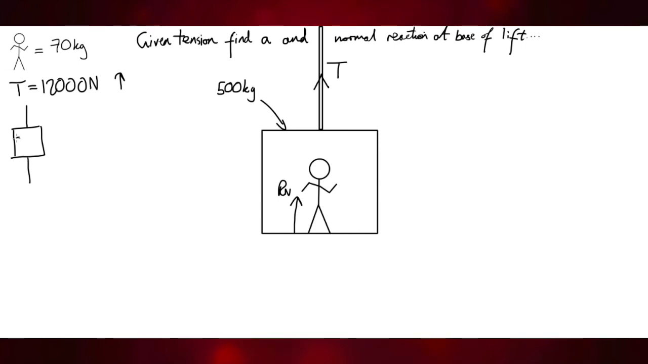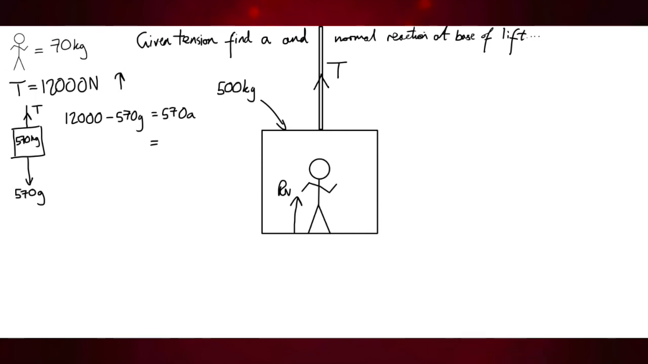Now the whole particle is going to have a mass of 570 kilograms, which is a weight of 570 g. So T is moving upwards, 570 g downwards. We can roughly see that 12,000 is going to be bigger than 570 times about 10. So we can do 12,000 minus 570 g, and that's going to equal 570 a.